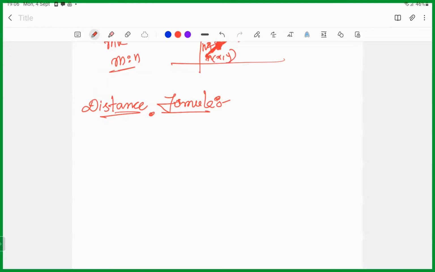So let's consider the following situation. Let's take x-axis and y-axis. X-axis is represented with the capital X, y-axis is represented with the capital Y. Coordinates are represented with small x, small y.